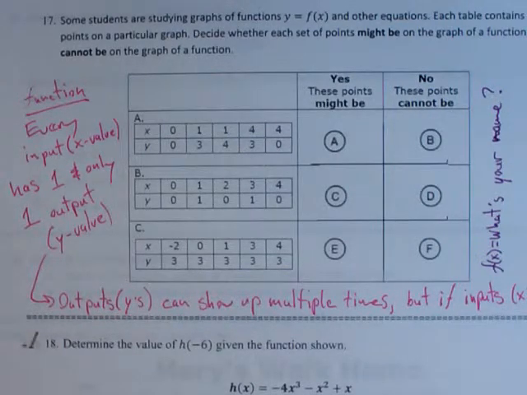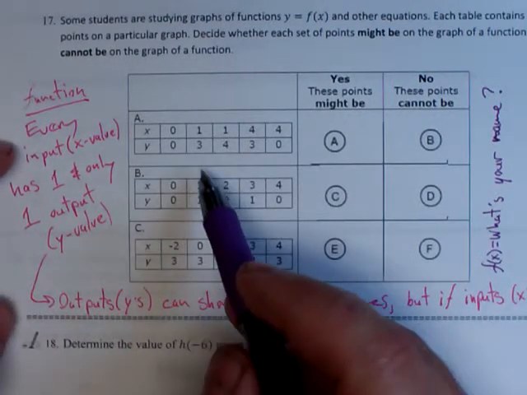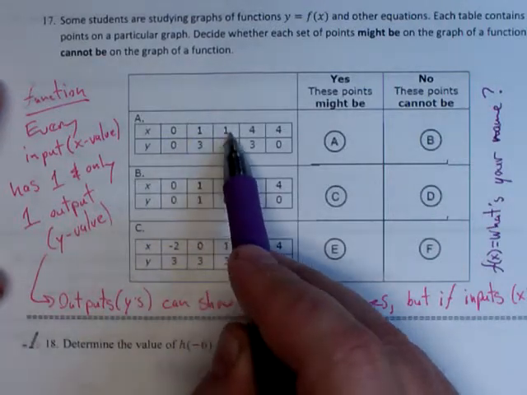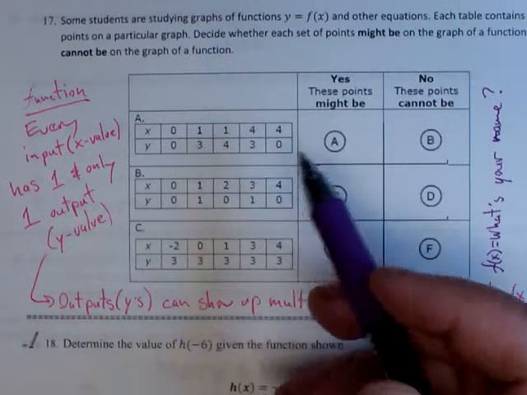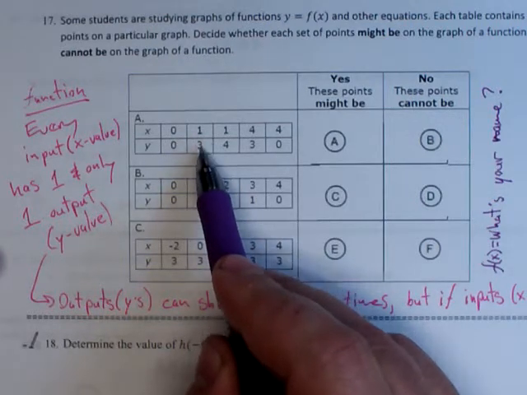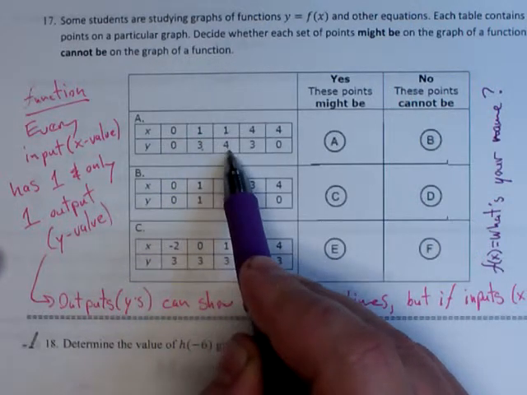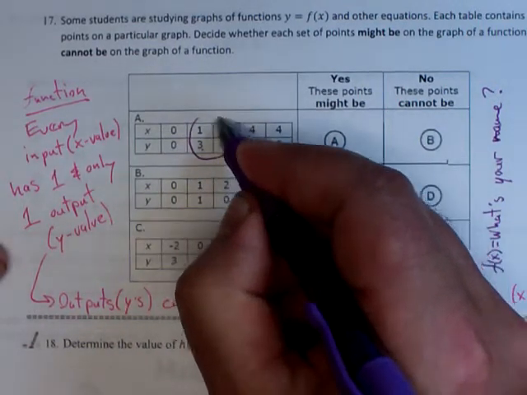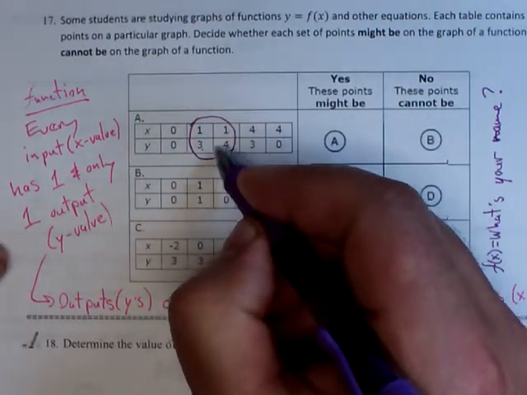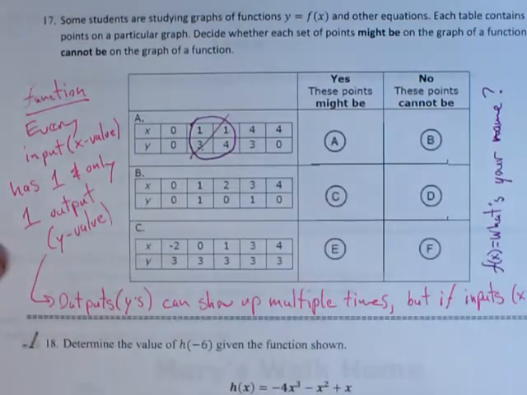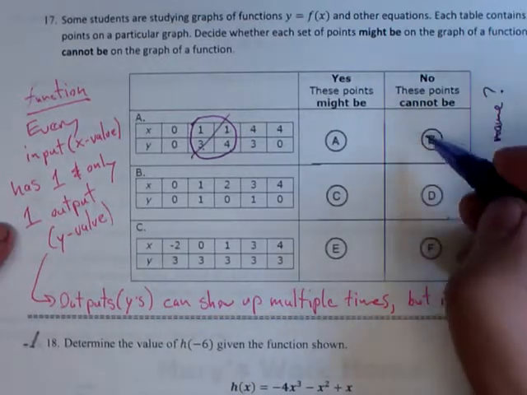So let's take a look at the tables now. Table A, you'll notice that it has this input of 1 twice. Now that's not necessarily a problem, but what you notice is this time it's 3 and this time it's 4. These outputs are not good. So I have the same input but two different outputs. So this is not allowed. Okay, that means this cannot be a function.